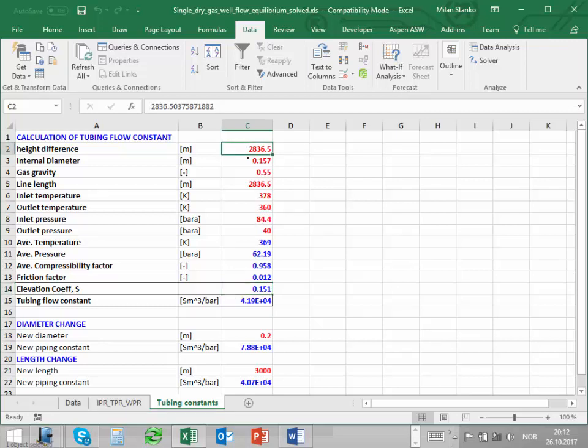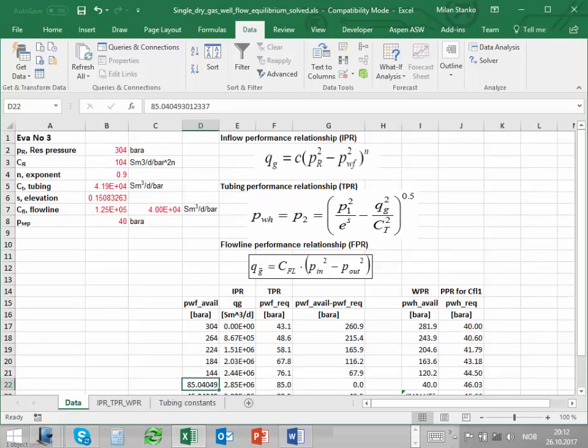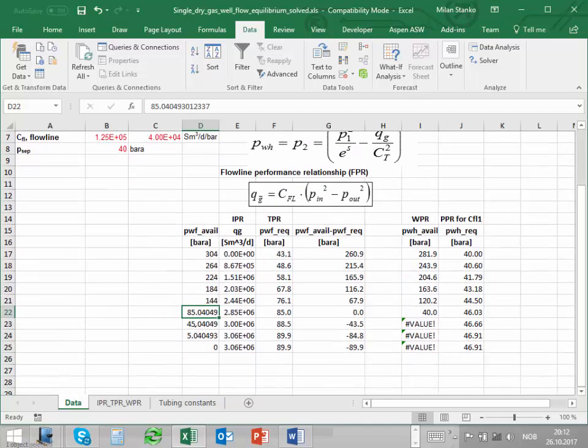The length doesn't change, the diameter doesn't change, the gravity doesn't change, the temperature doesn't change, the wellhead pressure doesn't change, but for the inlet pressure I have 304, the reservoir pressure. I don't know how much it is. I have to have the curve first, find the equilibrium, and then I have the pressure. So with this number, reservoir pressure 304, I get 425 and 0.155. These are the numbers that I was using in my exercise.